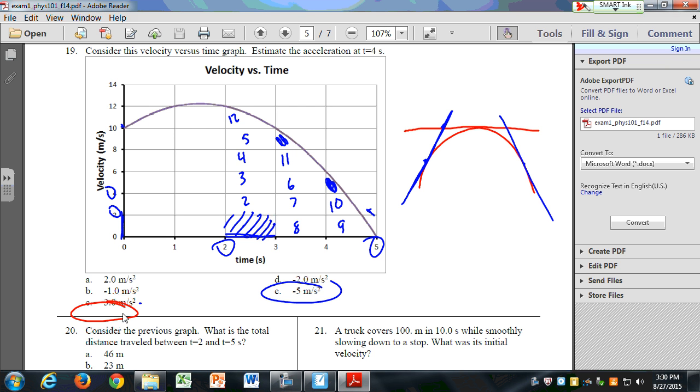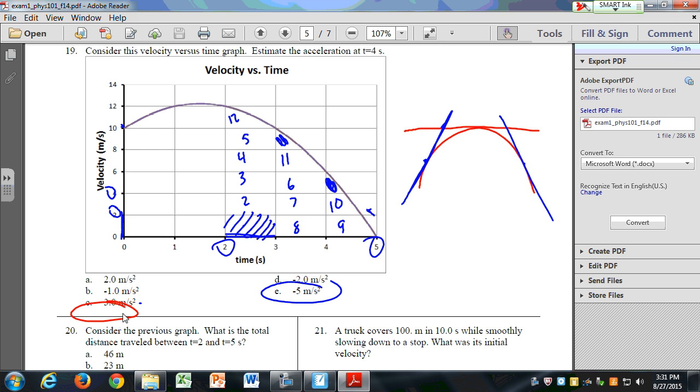Well, 8 over 2 is 4, right? But I just drew a different tangent line than the one that I did when I created this graph. So there's some judgment call in the tangent line. But I'll make sure that it's clear enough, distinct enough from the other answers, the wrong answers, so that you'll know. So if you get, say, between -4 and -6, you should be able to pick out the right answer. Okay?